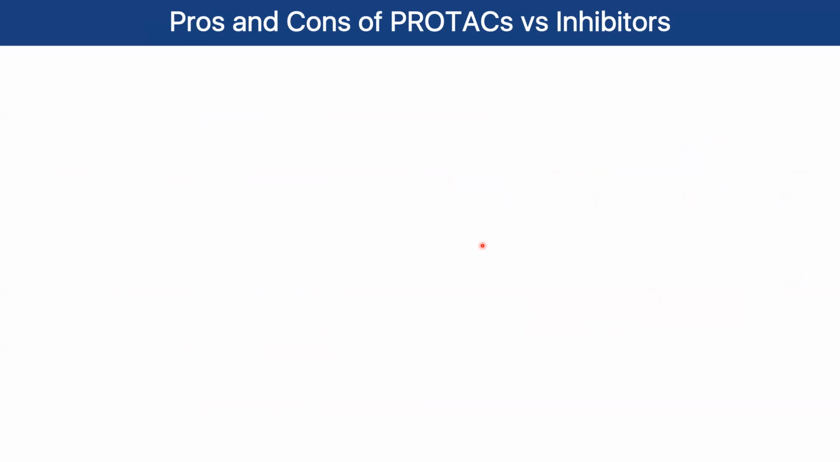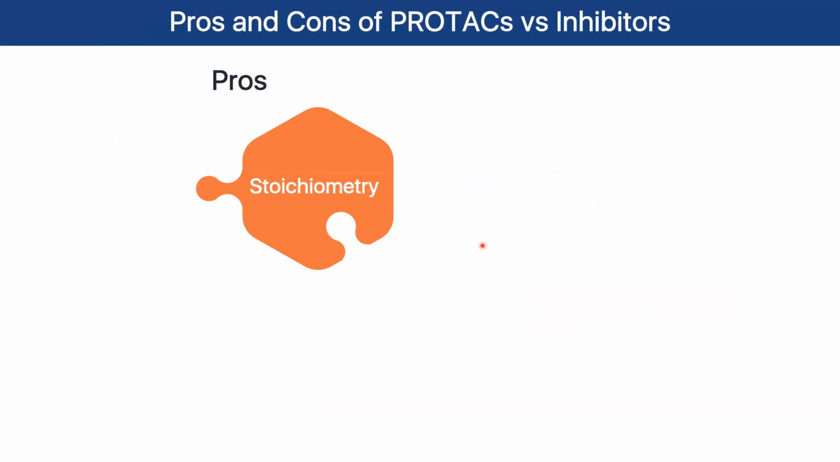So what are the pros and cons of PROTACs versus inhibitors? PROTACs have become so popular these days. Again, the first is the occupancy, the stoichiometry. For traditional inhibitors, you need 1-to-1 at least, but PROTACs are catalytic, so you don't need to reach that stoichiometry.